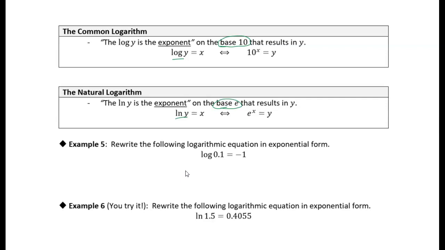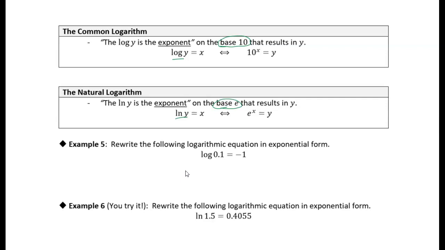Other than that, they work exactly the same as the general logarithm where the base is specified. The only thing different really is that the base isn't specified. If you see log without a base, it just means base 10 log, which is a common log, or if you see ln, it's the natural log, which has a base of e. All right, so let's take a look at some examples.